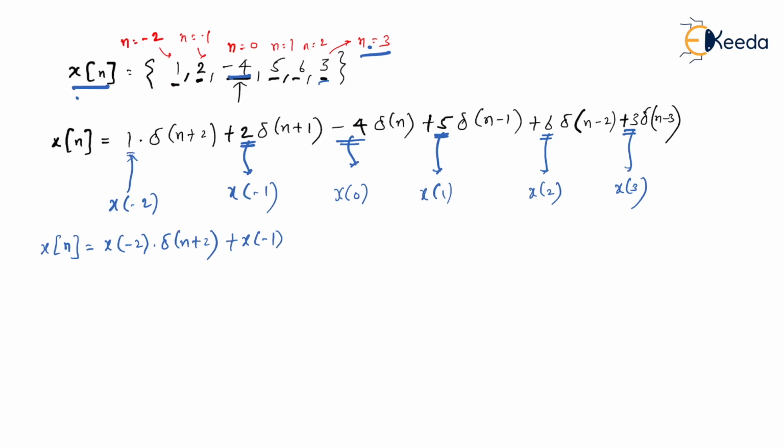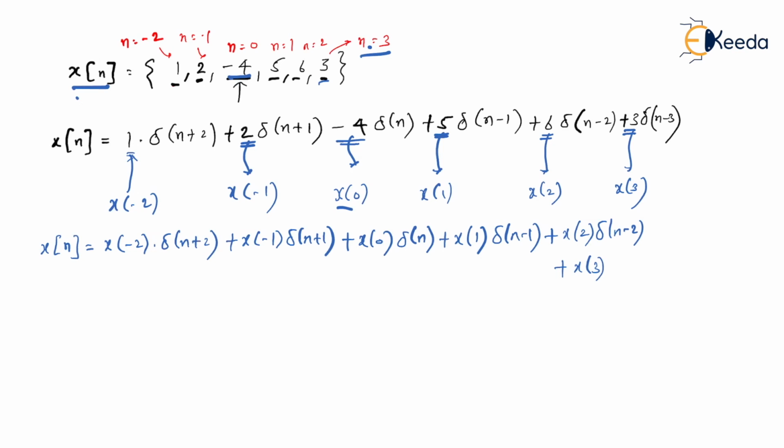So x of -1 del of n plus 1 plus x of 0. Okay, you can write plus here because value of x of 0 is -4. So ultimately it will become -4 only. Del of n plus x of 1 del of n minus 1 plus x of 2 del of n minus 2, and finally plus x of 3 del of n minus 3.